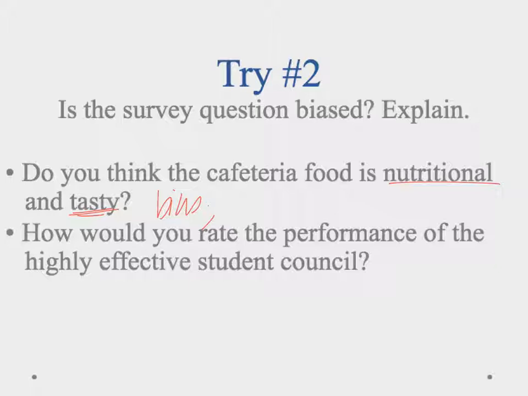The second one says, how would you rate the performance of the highly effective student council? Once again, this is biased based on the language. You're saying highly effective, so they're already leading you to think that that student council is highly effective. Instead of just saying, how would you rate the performance of the student council, they added in the adjectives highly effective, and that makes it biased.